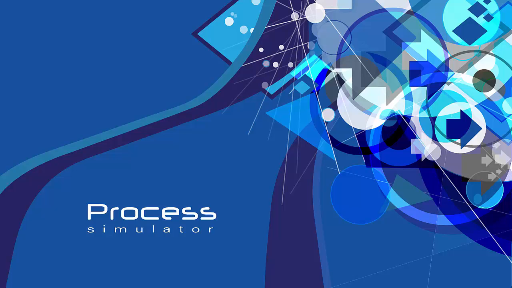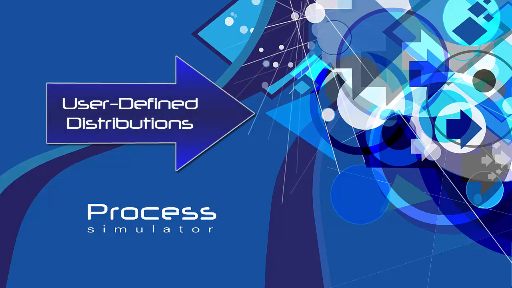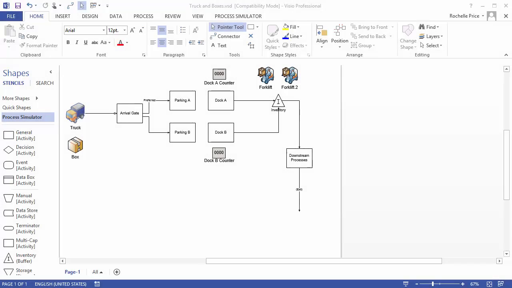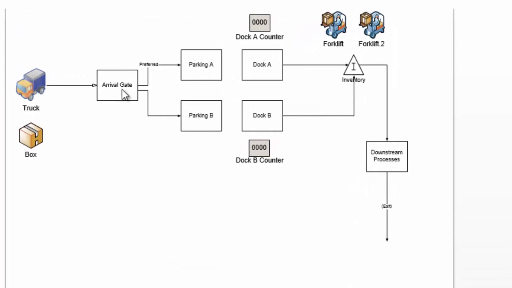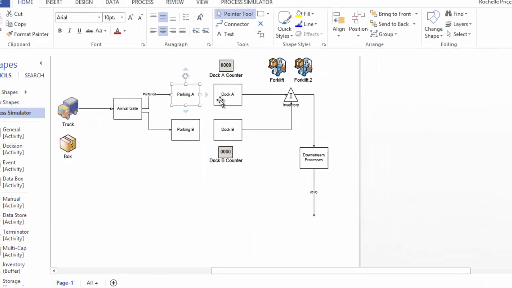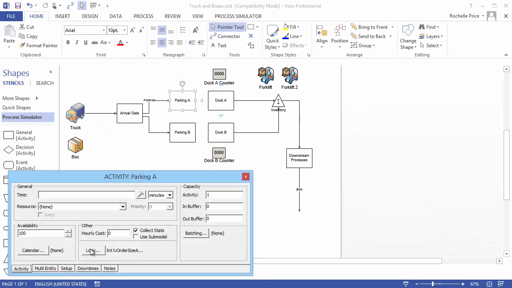In this process simulator training video, we will show you how to use user distributions. To do this, we're starting with a model that we use in the advanced training class, where we have trucks that come to a loading dock here, and at the parking, they will order a random number of boxes to either dock A or to dock B.